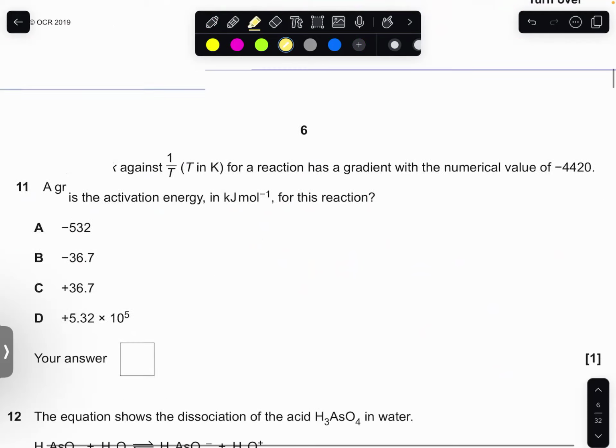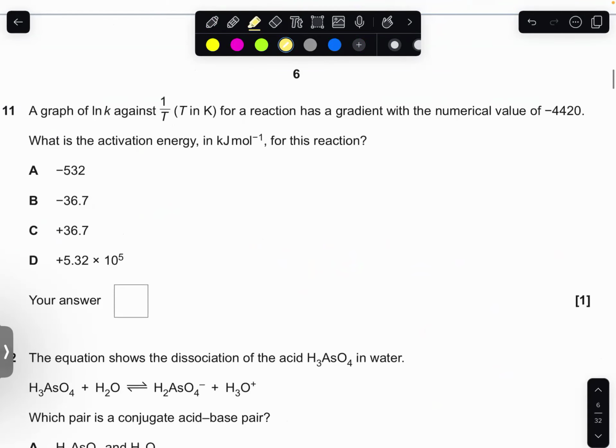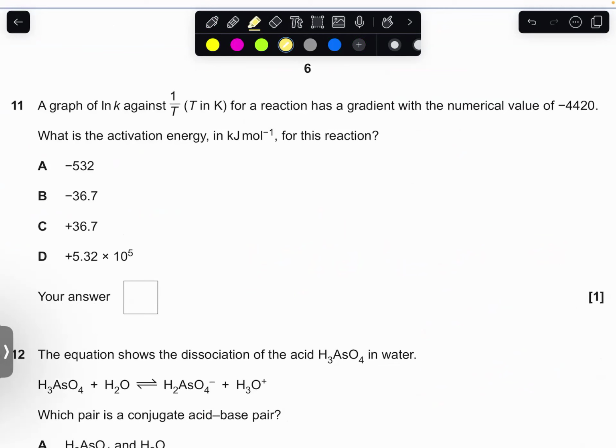Moving on. We're using the Arrhenius equation here, in the form of y is equal to mx plus c. Bit of GCSE maths here. And y is ln k, or natural log k. M is the gradient, which is minus Ea over R, and then you multiply by x, which is 1 over T, and then you've got your y-intercept, which is natural log of A.